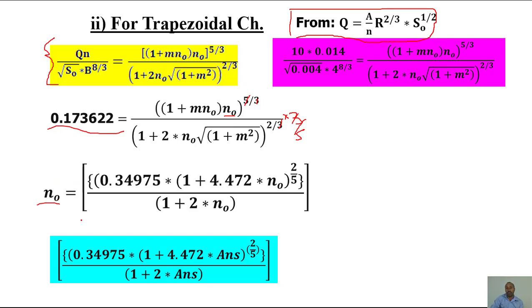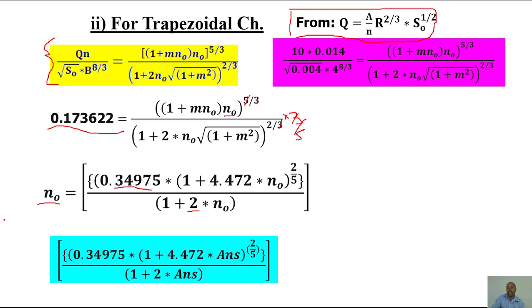So you have the bigger bracket or brace. Then you have the numerator. You take 0.173622 to the power of 3 over 5, and you will have this result. Then multiplied by this, you have to type 1 plus 4.472 times n naught, the whole to the power 2 over 5, then close the bracket. This is for the numerator. Clear? Then the denominator will come: 1 plus m n naught, where m is 2. So this is the expression.